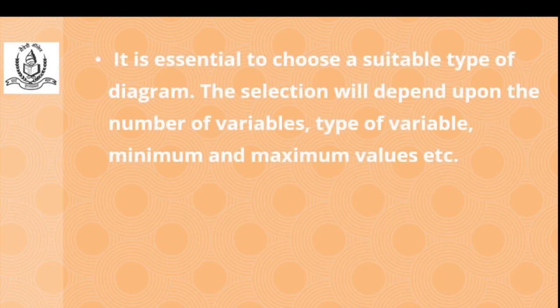Last but not the least, it is very important to choose a suitable type of diagram for your data set, and this choice depends upon a number of factors actually. That is, what is the type of variable, what are the number of variables in your data, what is the minimum or the maximum value. So keeping in mind all such factors, you will be able to select the most appropriate diagram to represent your data.